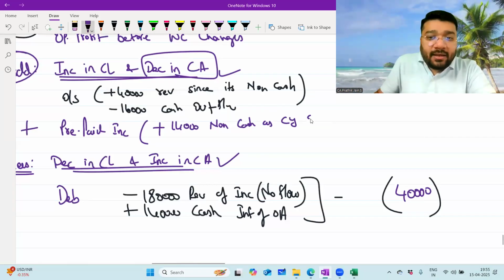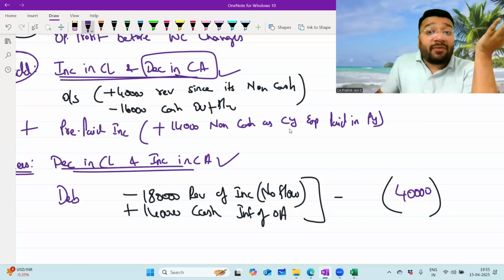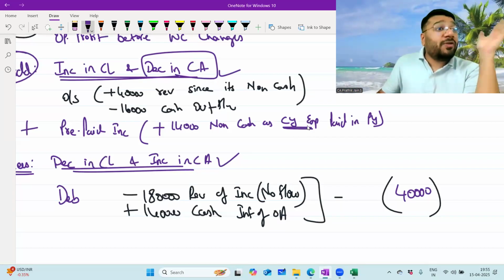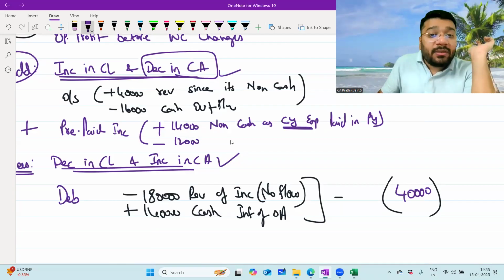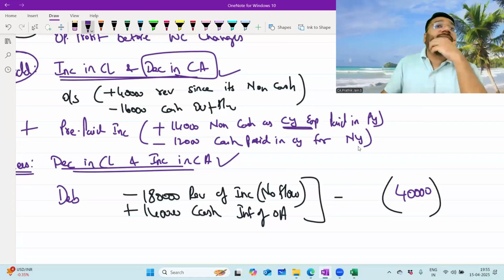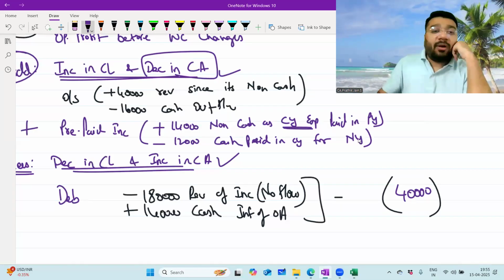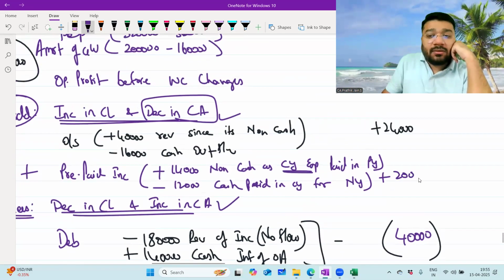As this is a current year expense paid in the previous year, it is paid in the previous year, but it is subtracted from the current year expense. So you have to cancel that subtraction by adding. And minus 12,000 cash paid in current year for next year. Any problem? How much is it? Plus 2,000.